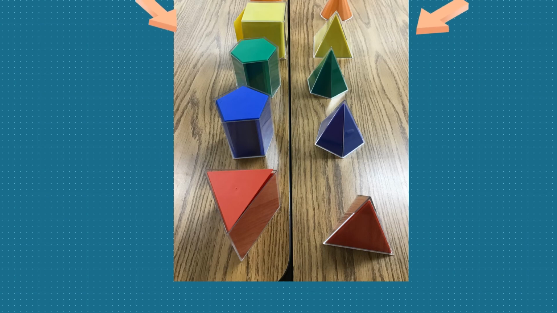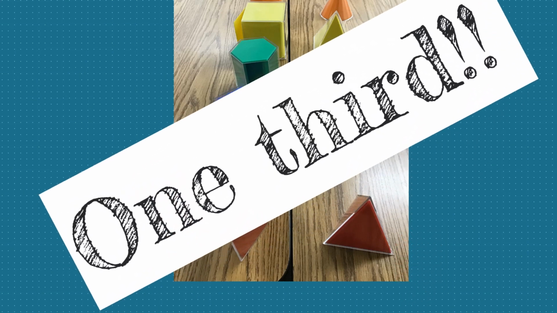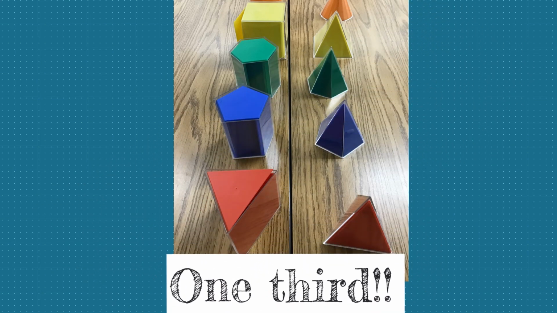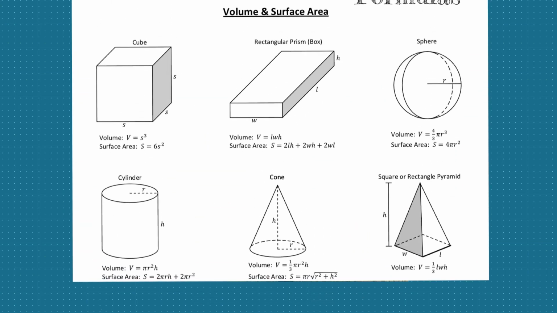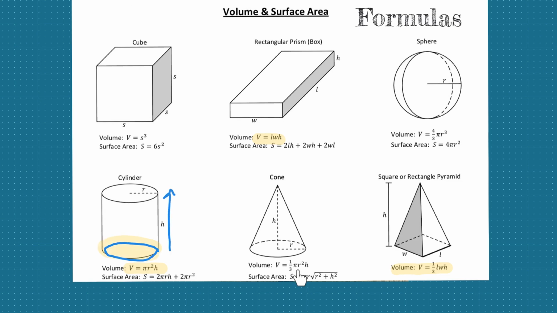If you have a prism and you have a pyramid with the same base and the same height, they're just 1/3 the size of each other. So let's take a look at some formulas. Whenever you have a prism, you're going to take the area of the base times the height to find your volume. But if you have a pyramid, you're going to take the area of the base times the height, divide by 3, or multiply by 1/3. This also goes for cylinders and cones. We're going to take the area of the base, pi r squared, times the height for our cylinder, and then divide by 3 or multiply by 1/3 to get the volume of our cone.